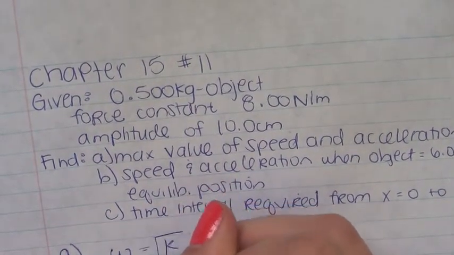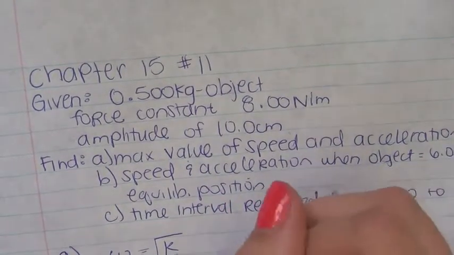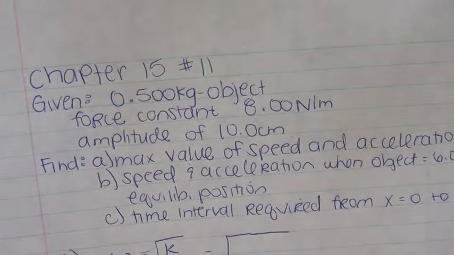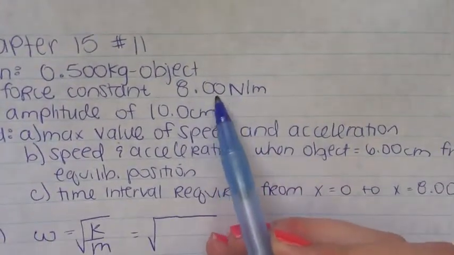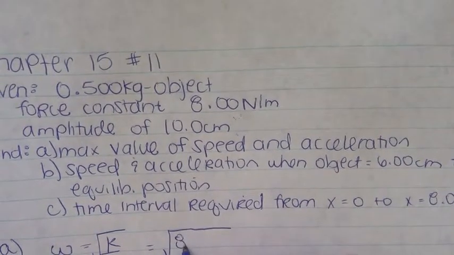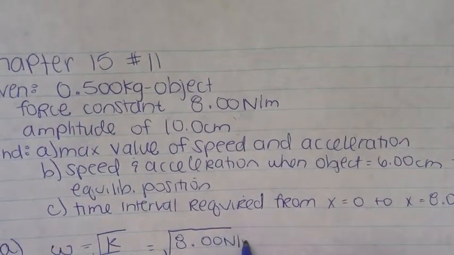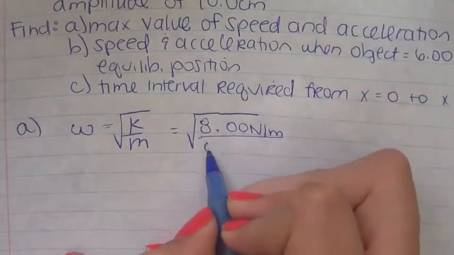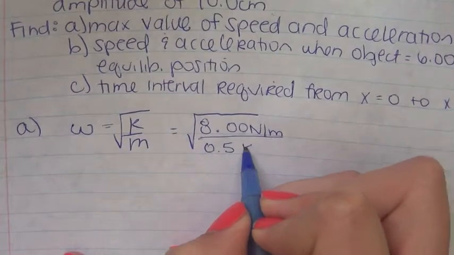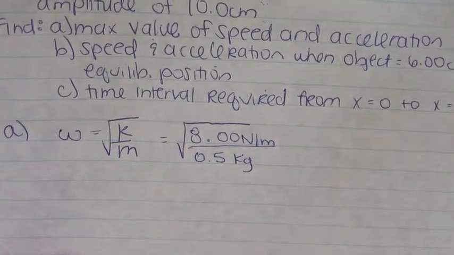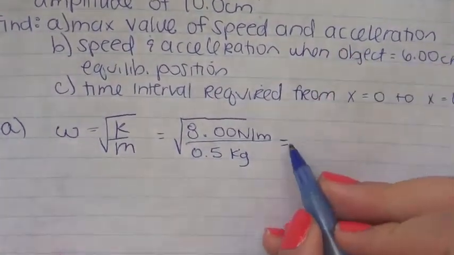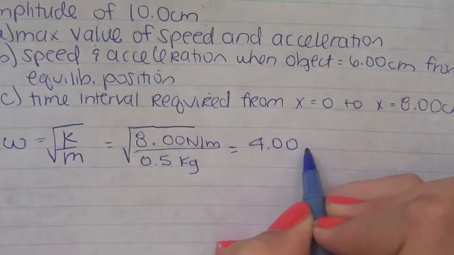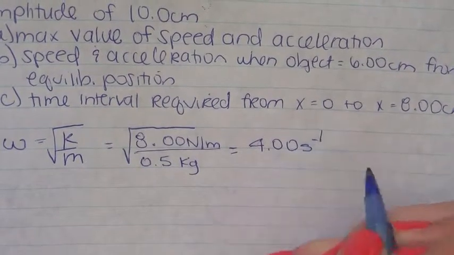So starting off for A, we're going to use the formula of omega equals the square root of k over m. So then we're going to take that, and k is going to be our force constant. So our k is equal to the 8.00 newton meters. And then that is divided by m, which is our 0.5 kilogram object. So we take that, and then you're going to divide, and that's going to equal 4.00 seconds to the negative 1.